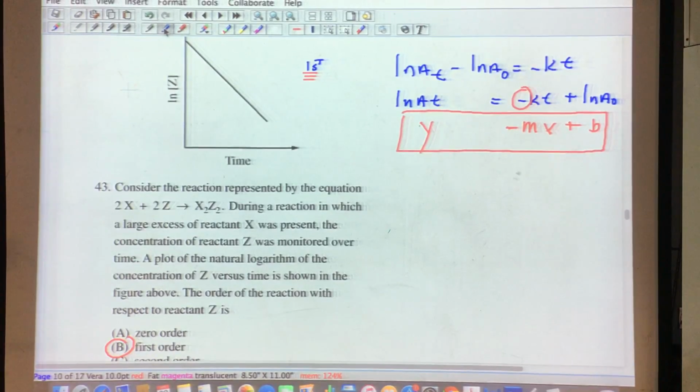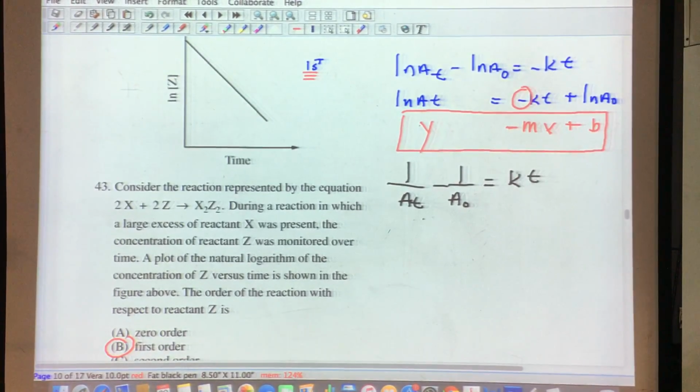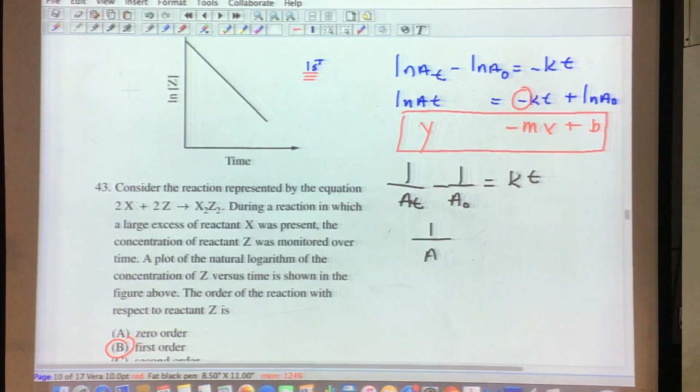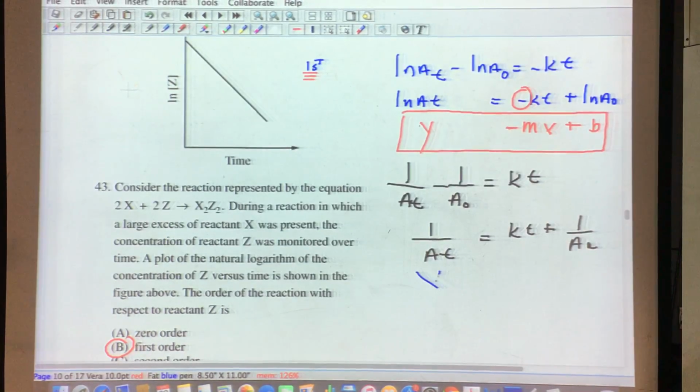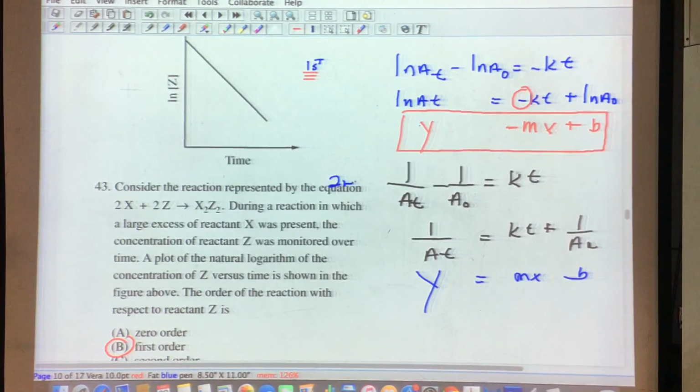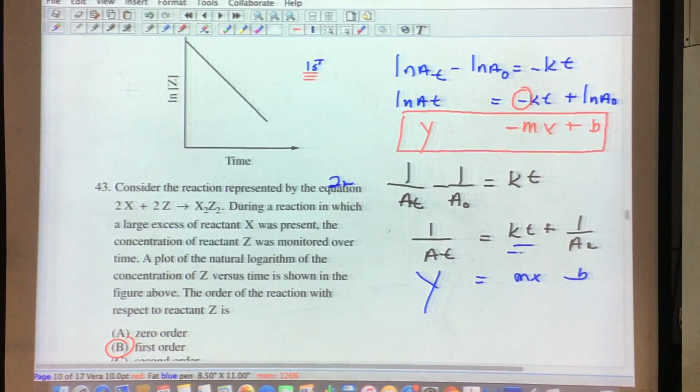Now, if it was second order, they'd be written like this: 1 over A at some time period minus 1 over the concentration of A at some initial is equal to positive kt. When I rewrite this, it becomes 1 over A_t equals kt plus, just doing some math here, 1 over A_0. And what would this be? y equals mx plus b. This is the second one they give you. So this is for second order. Notice the slope is what?